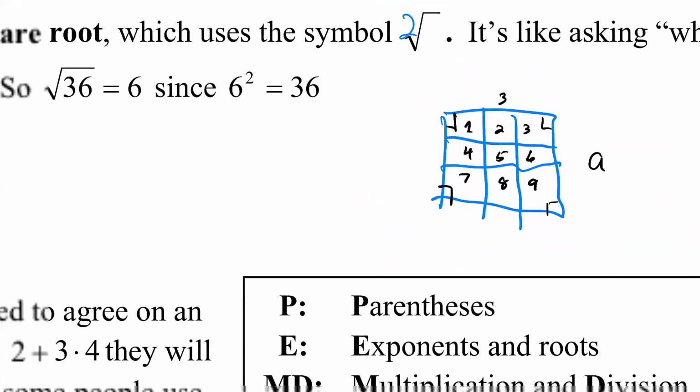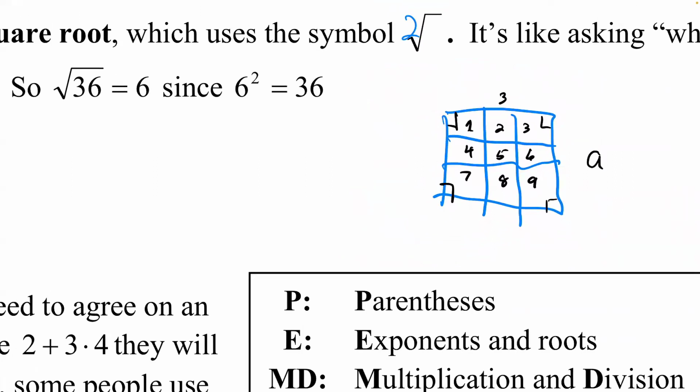If I take the square root of this, total tiles is 9. The square root of 9, that's going to give me 3. I like to think of square roots as if this shape were square, what would be the length of a side?